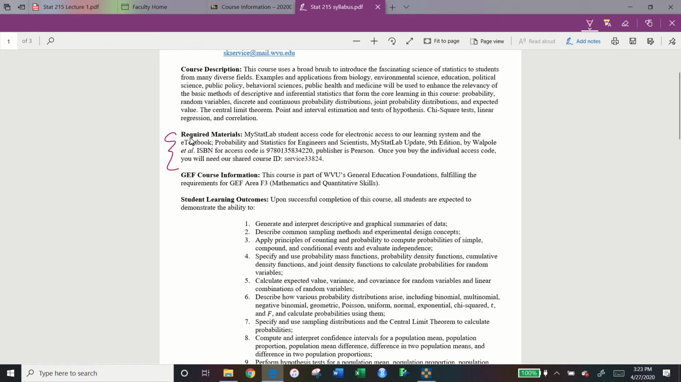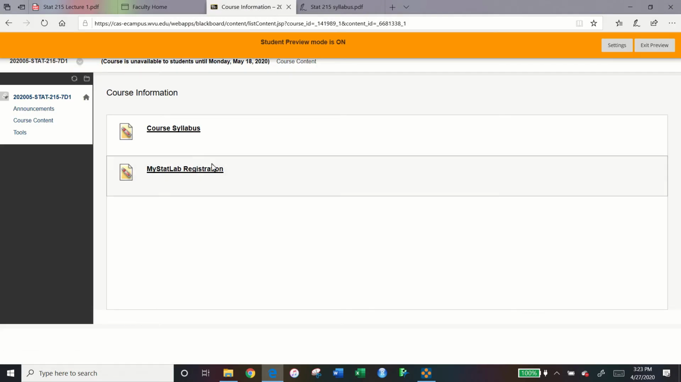MyStatLab student access code for electronic access to our learning system, and the e-textbook Probability and Statistics for Engineers and Scientists, MyStatLab Update, 9th edition by Walpole, and you have your ISBN number. Our publisher is Pearson, and you will need an individual access code. That code is going to be service 33824. I'll give you more information on this when we take a look at the MyStatLab registration.